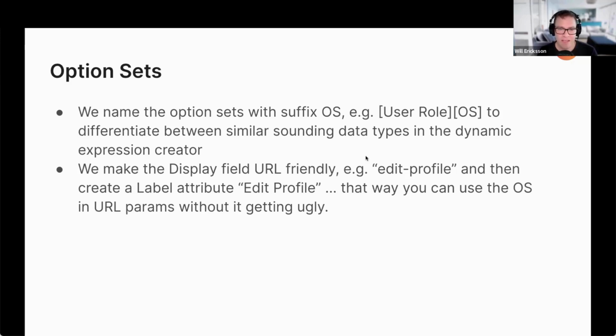Option sets, we have a naming convention of putting the suffix OS after the option set, so user role OS. That helps us to differentiate between similar sounding data types in the dynamic expression creator. We also prefer to make the display field URL friendly, so make it edit profile, and then also create a label attribute, edit profile, in the way you'd show that on the UI. The reason for that is that we can use the OS, the option set display, in the URL parameter without it becoming ugly and full of escape characters and things like that.